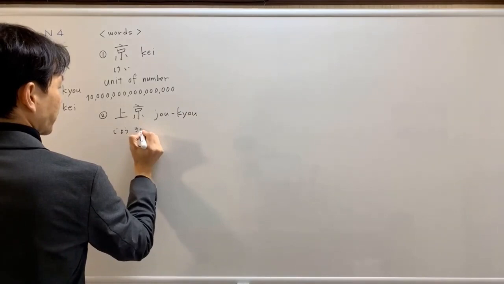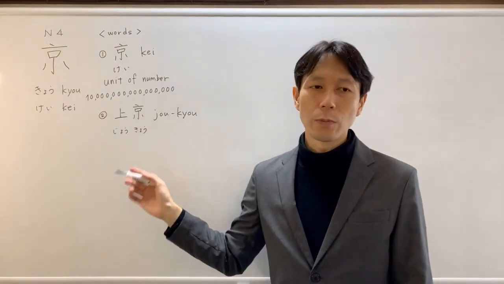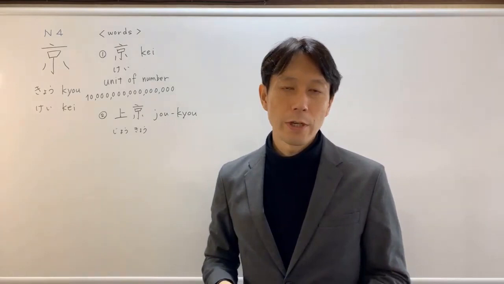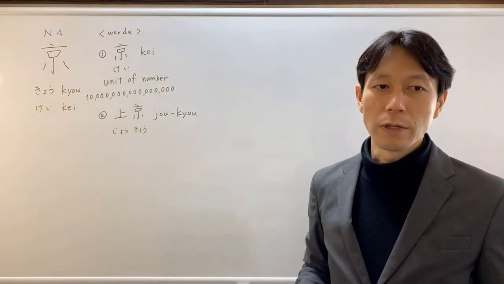Number two, jokyou. It means to go to the capital city by a person living in a rural area, and especially going to Tokyo.